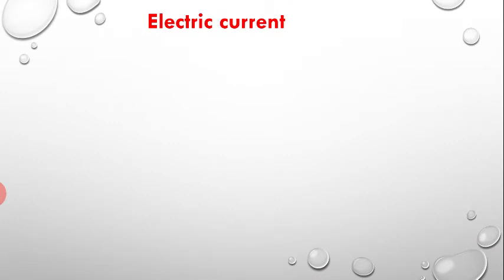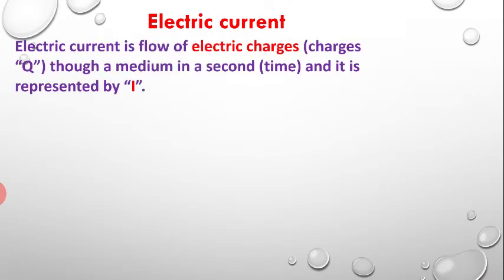What is actually electric current? Electric current is a flow of electrical charges through a medium in a second. The amount of charge that passes through a medium in a second is known as electric current. This electric current is represented by I. So you can now ask, what are electrical charges?